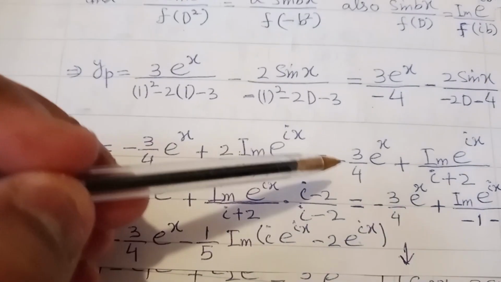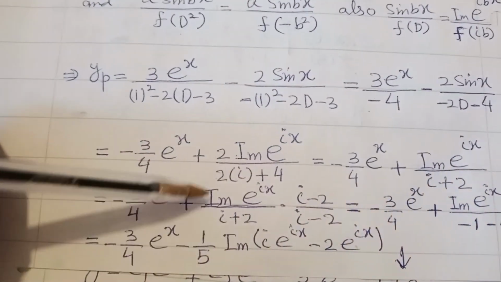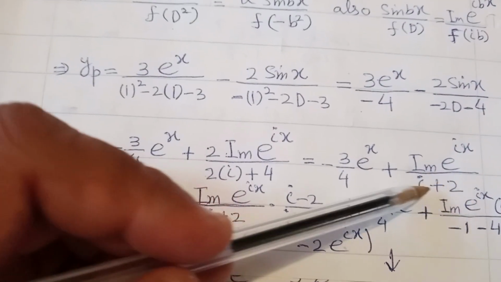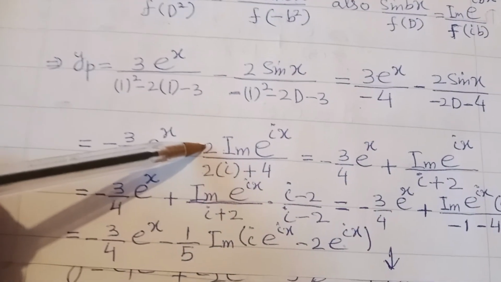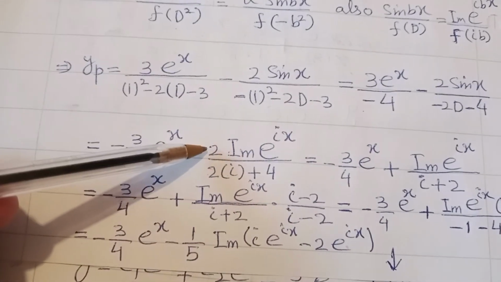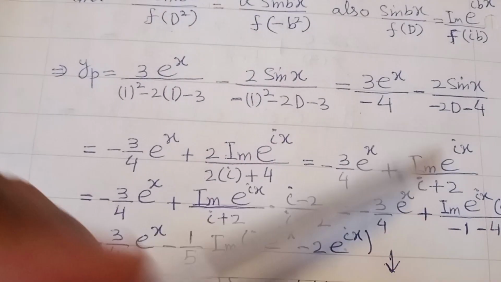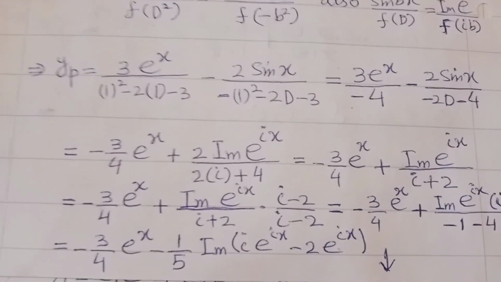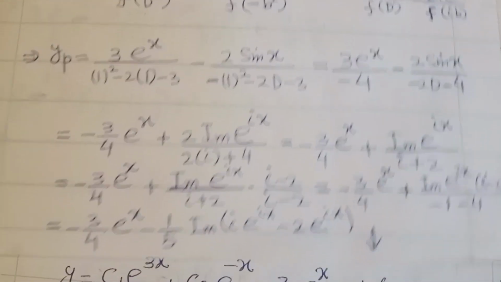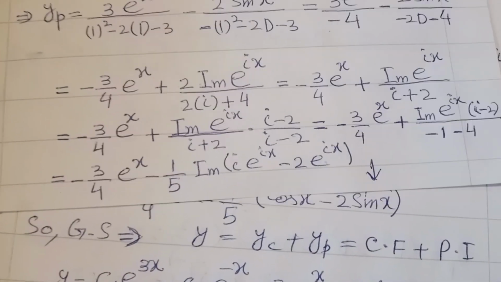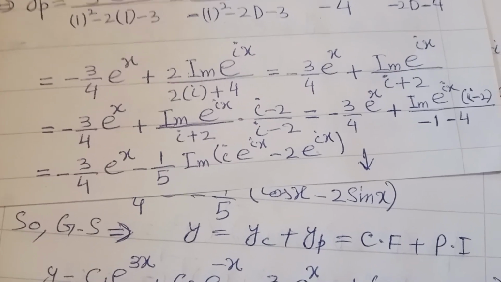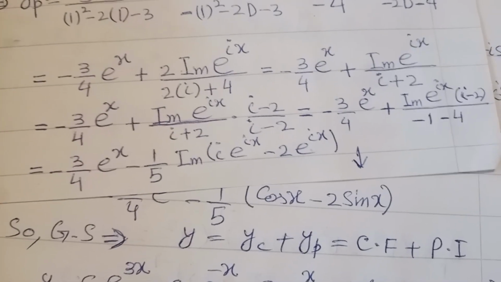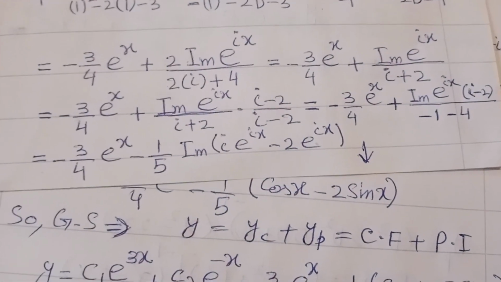This part will remain as it is, plus the imaginary part of this. The 2 will cancel out by taking 2 common from these two terms, which cancels with the 2 given in the numerator. Now the remaining term will be the imaginary part of exponential iota x upon iota plus 2, because we cannot leave the solution when we have a complex number in the denominator. So in that case we must solve this a little to get the imaginary part from this portion.